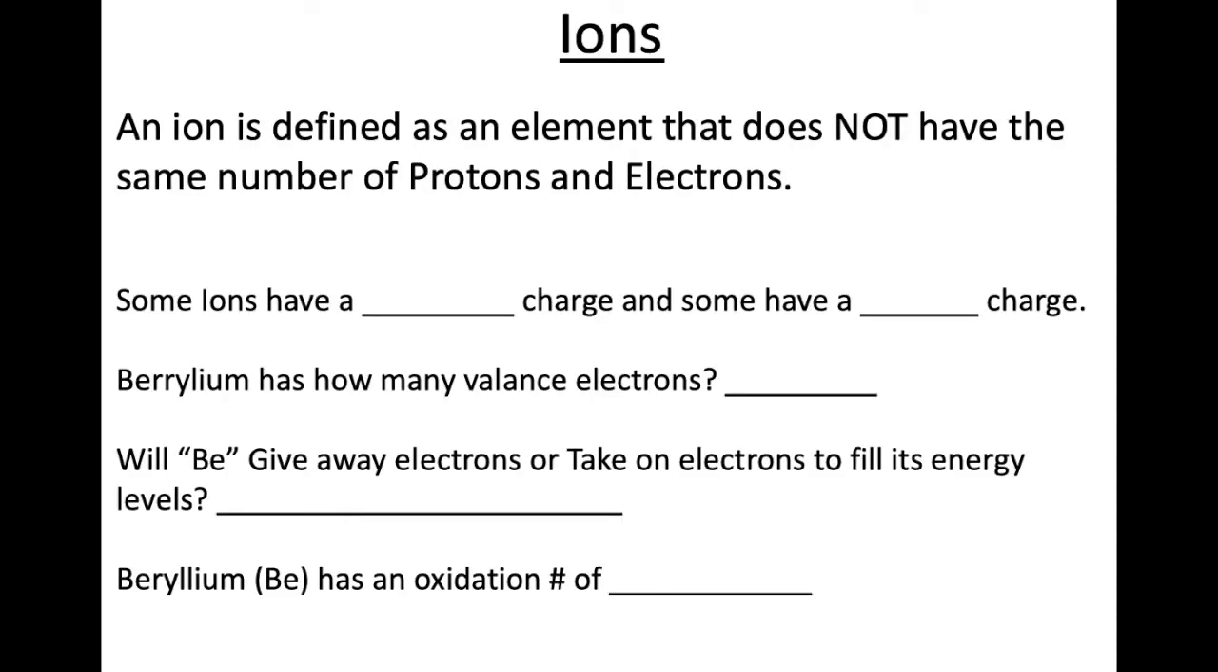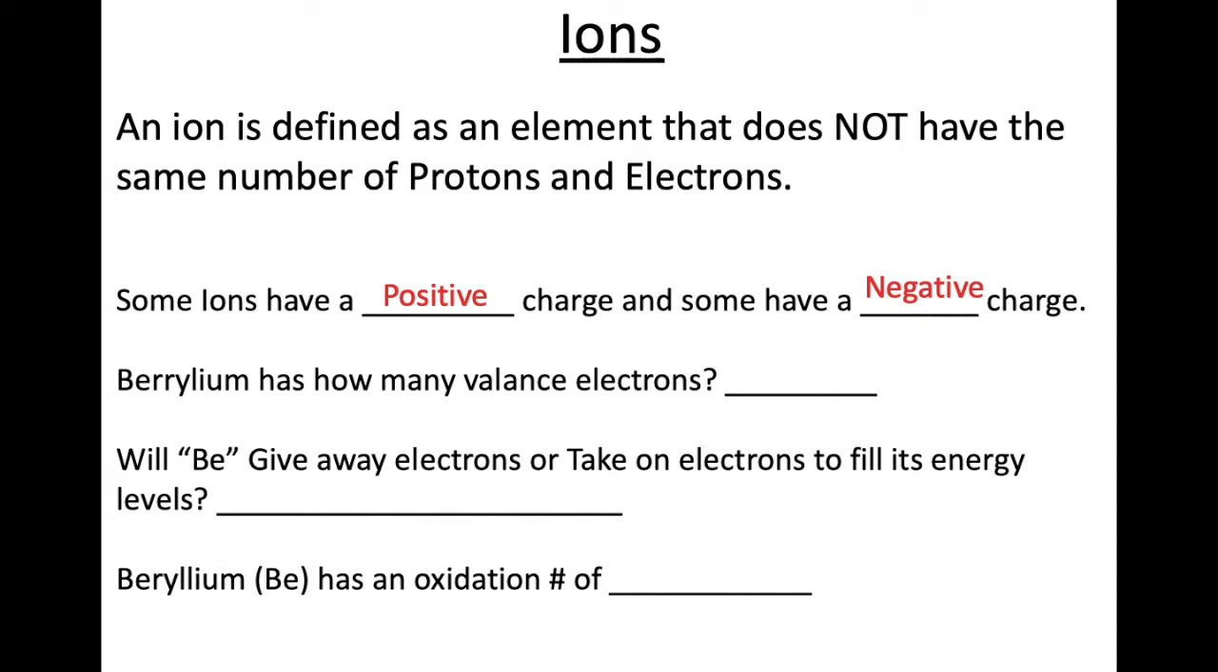So now we talked about ions before we left for spring break, but we're just going to review it. An ion is defined as an element that does not have the same number of protons and electrons. And this can happen when we start to have bonding and some atoms are giving away their electrons to others versus some atoms are stealing electrons. It leaves an atom as an ion with an overall either positive or negative charge.